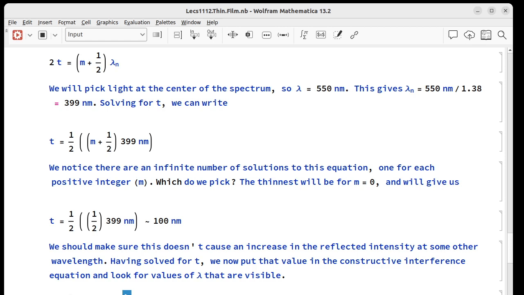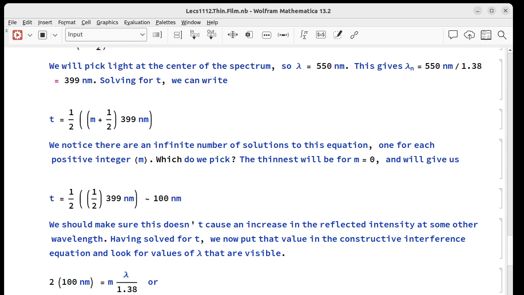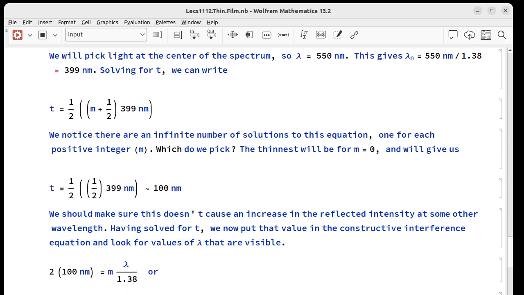We can do some algebra here and get 276 nanometers is m times lambda. So if m equals 1, that means light of this wavelength will actually come out brighter for us. It will constructively interfere. However, this is too short for us to see. If we used m equals 2 or 3 or 4 or any higher number, this number just gets smaller. So we don't have anything in the visible region where we'd get constructive interference from this.